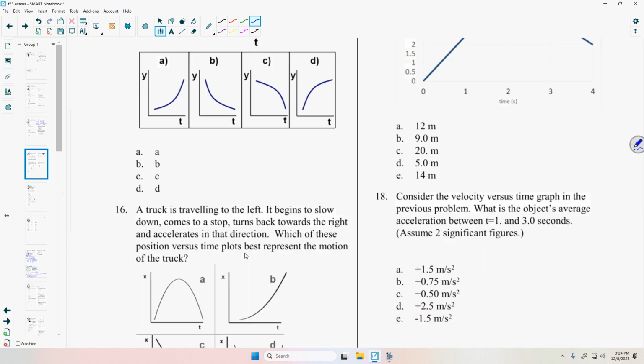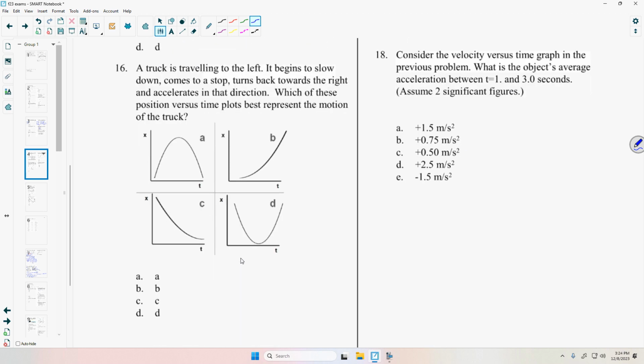Did you say 16? Yeah, and 16, like where I give you some situation and you pick the graph that describes that situation. This truck is traveling to the left. That tells me something really important, that it's starting with a negative velocity. And then also it's slowing down. So these are x versus t graphs. The slope of these graphs give the velocity. So I'm looking for one that has a negative slope to start. That's not that one, not that one. Then I'm also looking for one where it slows down and comes to a stop. That means that I start with a big negative velocity, big negative slope. It comes to a stop, so it has a 0 slope.